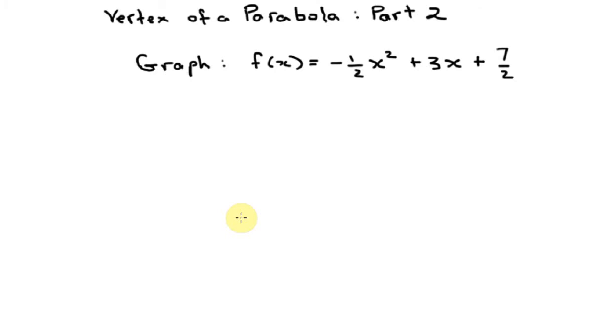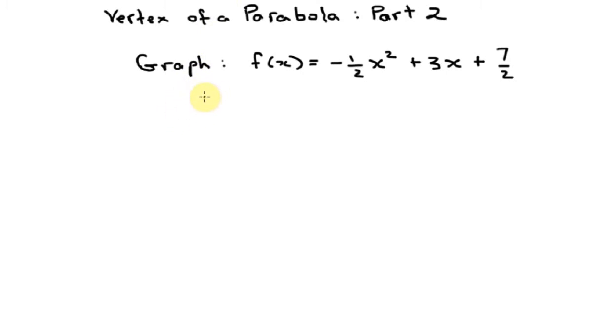Okay, this is Vertex of a Parabola Part 2, and what we're going to do is try and graph something that looks pretty ugly. It's got lots of fractions and some negatives, but you know what? This is going to be made pretty easy because we have our vertex formula.